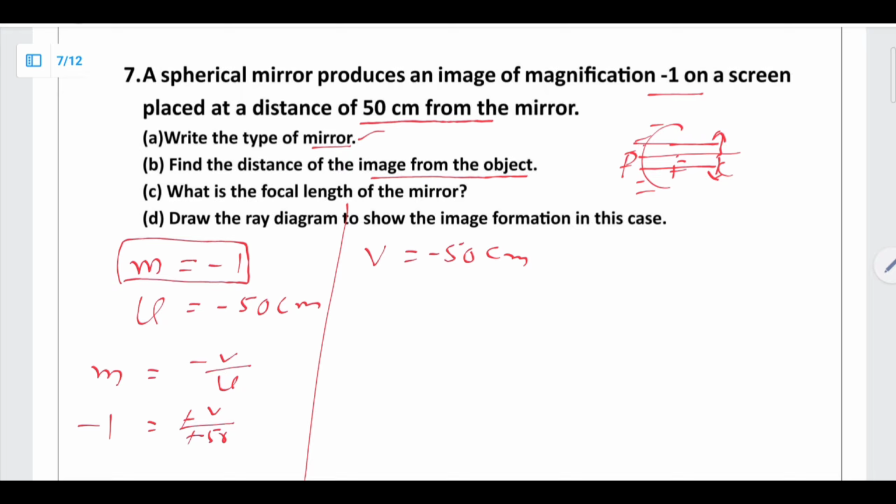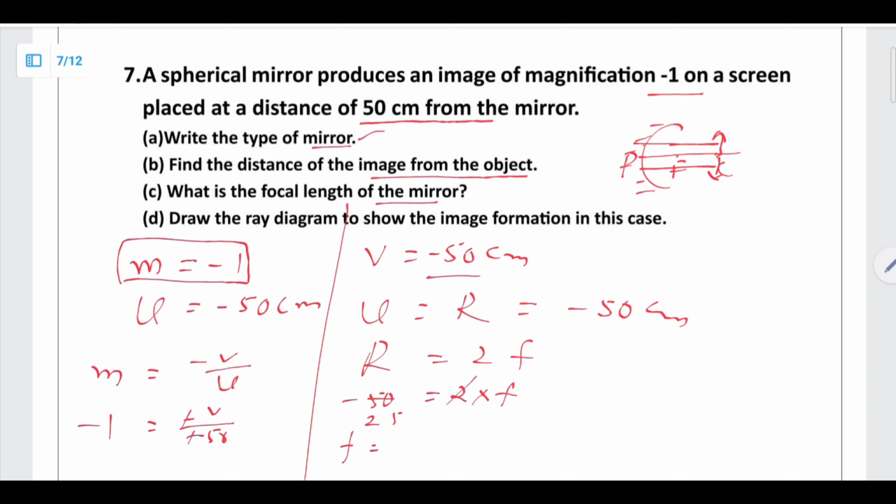So what is the image distance here? Minus 50 centimeters. What is the focal length of the mirror? Object is placed at the center of curvature, means object distance equals radius of curvature, which equals minus 50 centimeters. You know R equals how much? 2F. R equals minus 50 centimeters, so 2 into F; 2 twos are 25. Then F equals how much? Minus 25 centimeters. This is the focal length of the given mirror.